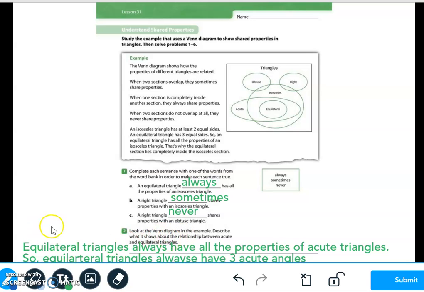So for 2, it says, look at the Venn diagram, describe the relationship between the acute and our equilateral. Here we can see that our equilateral triangles always have properties of acute. So anytime that it is an equilateral, it is always going to be an acute triangle. All right.